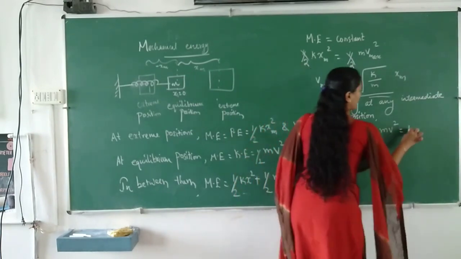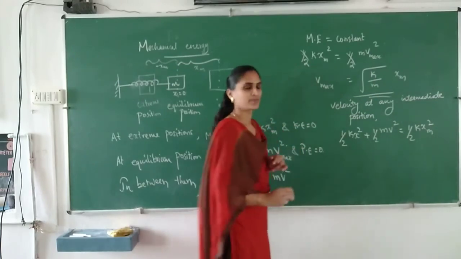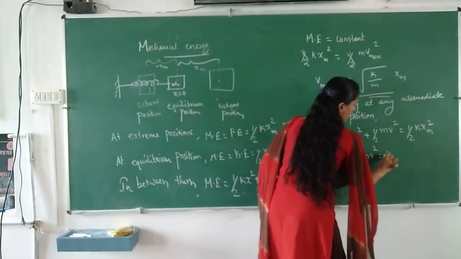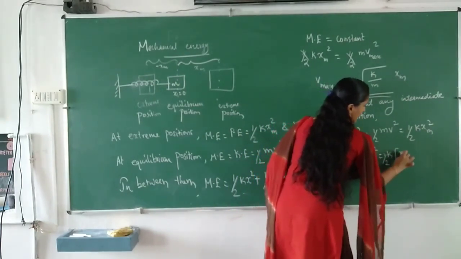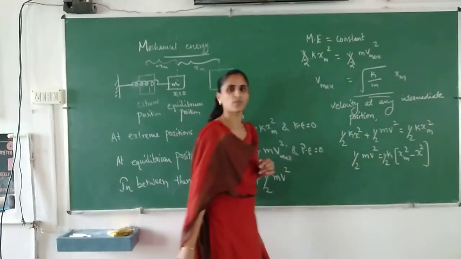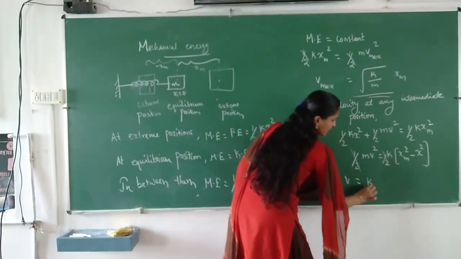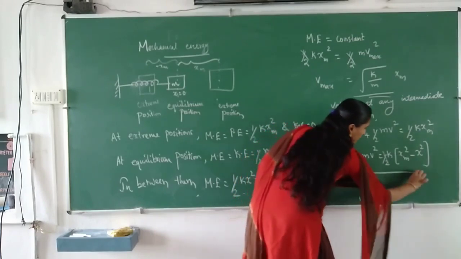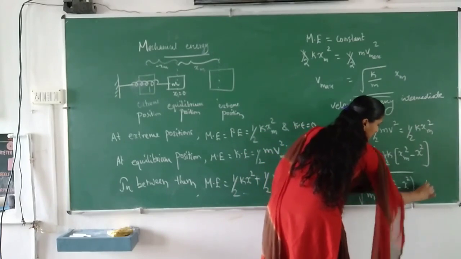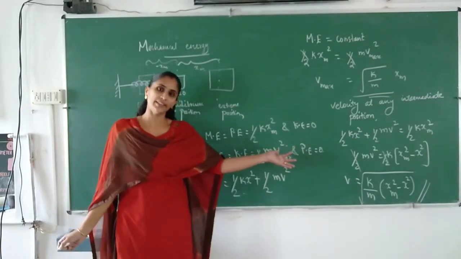We can write half k xm square. Half m v square is equal to half k into xm square minus x square, or half can be cancelled. V is equal to root of k by m into xm square minus x square. So this is the expression for the velocity at any intermediate position.